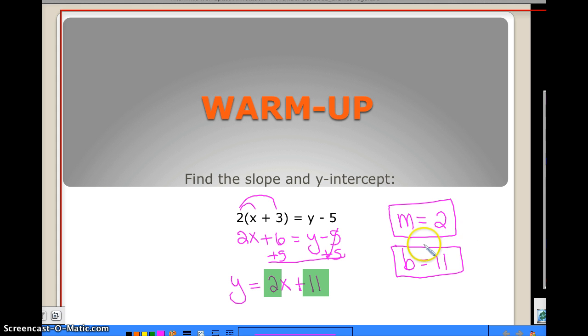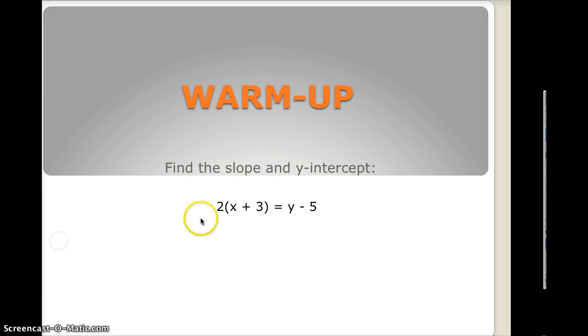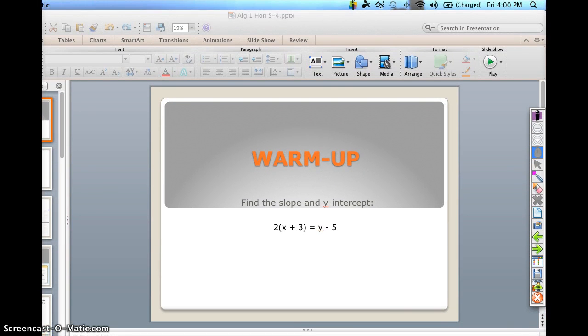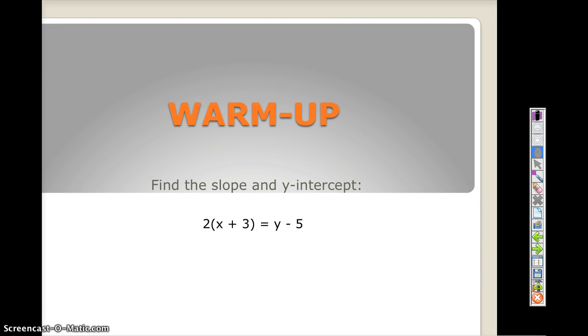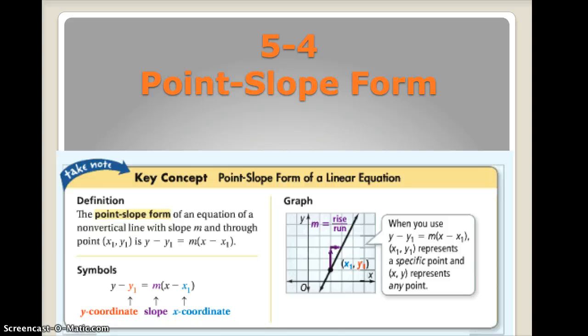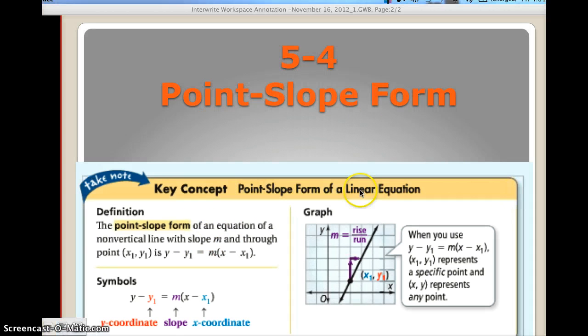Alright, let's go ahead and start the next lesson, which is lesson 5.4. Alright, 5-4 is point slope form. This is the second form that you're going to learn how to use with linear equations. The first one you learned was slope-intercept form, which was y equals mx plus b. This is point slope form. Point slope form is when it looks like this.